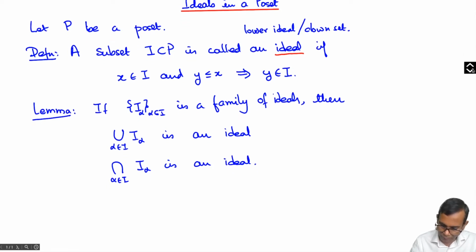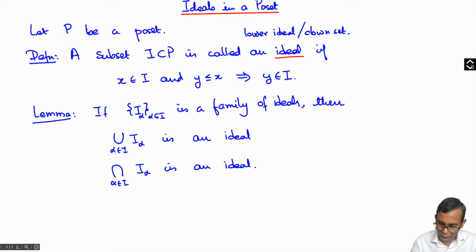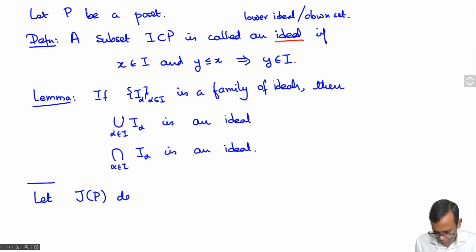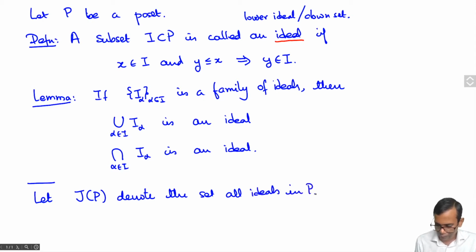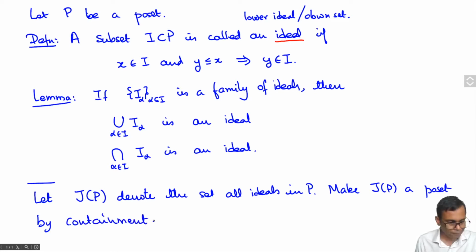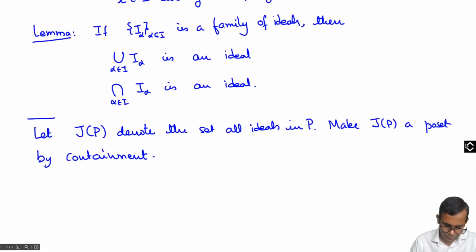Now, we can define a partially ordered set structure on the set of all ideals in a poset. This is usually denoted by J(P). Let J(P) denote the set of all order ideals in P. I'll just say ideals in P. So order J(P) by inclusion, the containment partial order. Now what we know is that J(P) is a lattice.